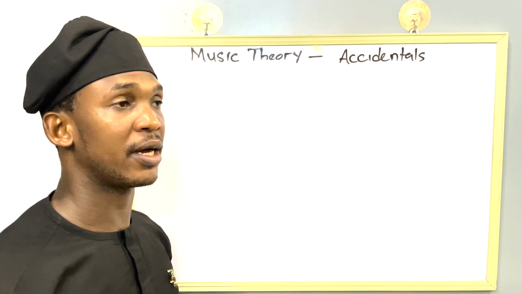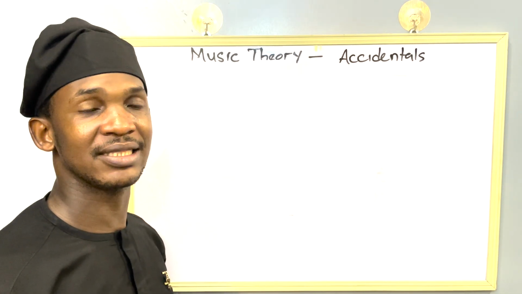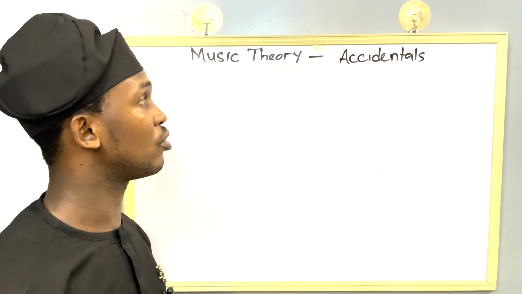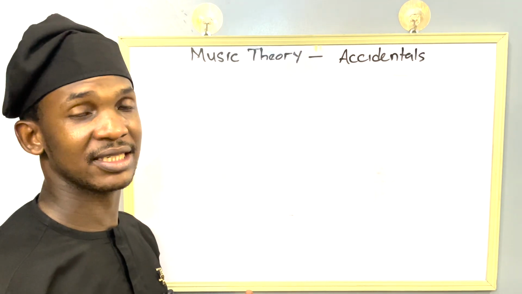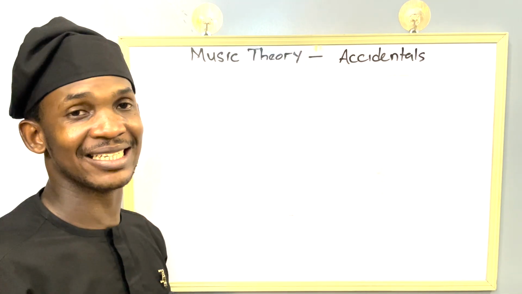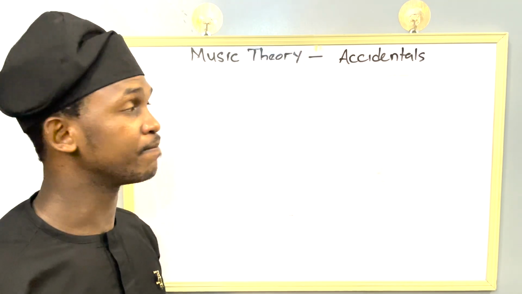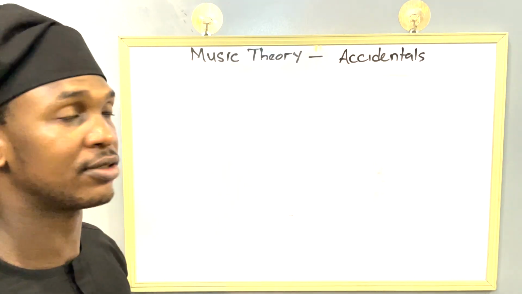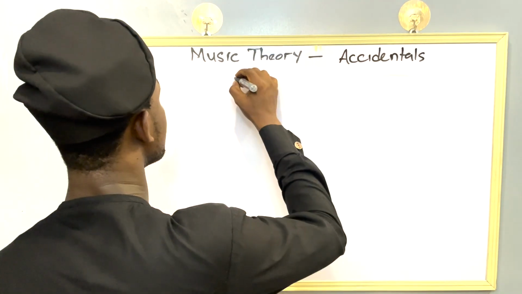In music, accidentals are signs that we use to alter the pitch of notes. If an accidental is written before a note, it has an effect on the note. We are going to be talking about 5 types of accidentals today.